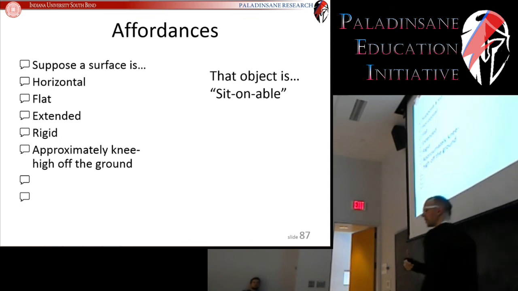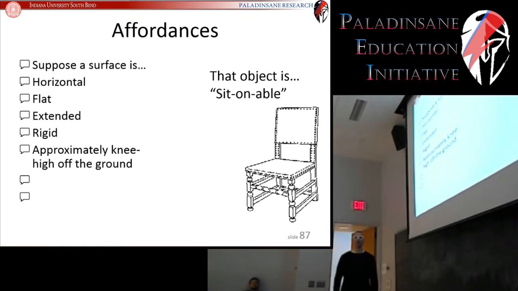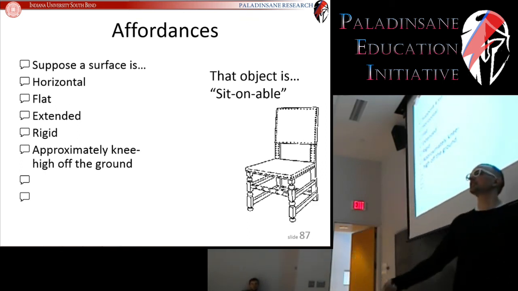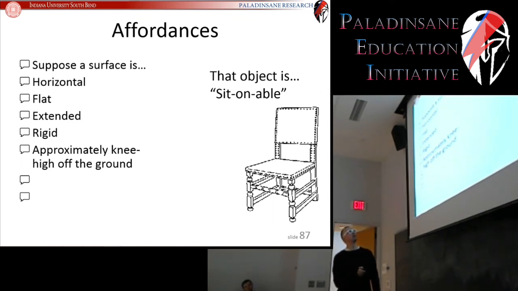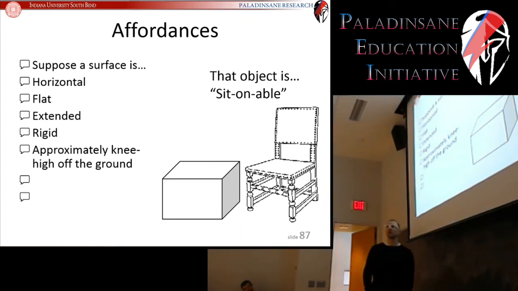So that surface would be sit-onable. And that's why when you see something that looks like this, you don't really have to know that it's a chair to know that you can sit on that particular thing, because it is horizontal, it is flat, it is extended, it is rigid. It's approximately knee-high off the ground. That cube there might not be made for you to sit on, but you can immediately perceive, if you needed to, you can sit on that.